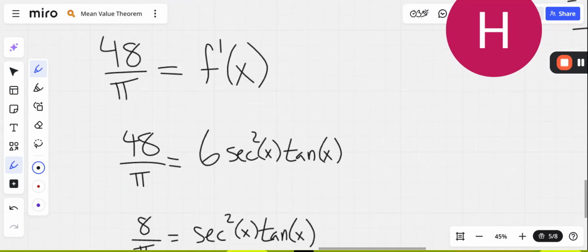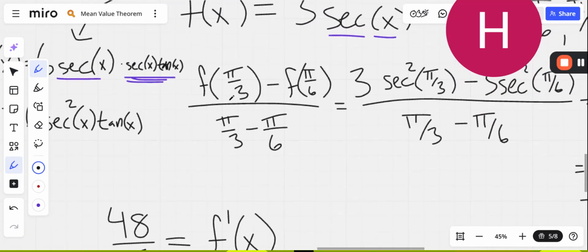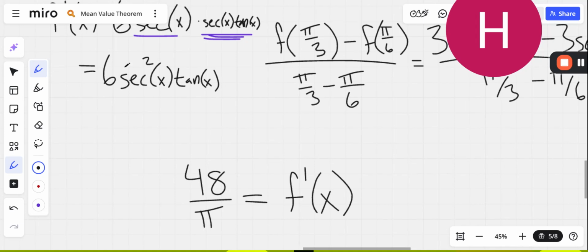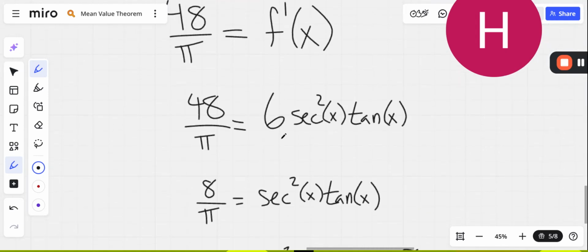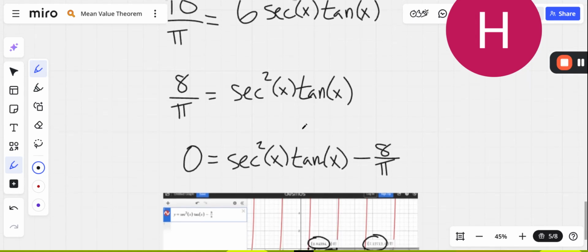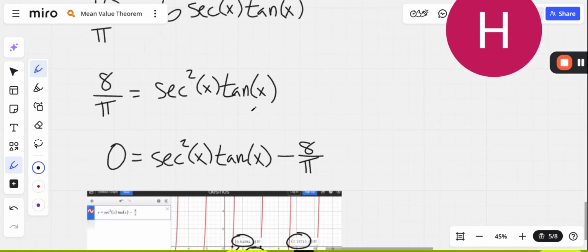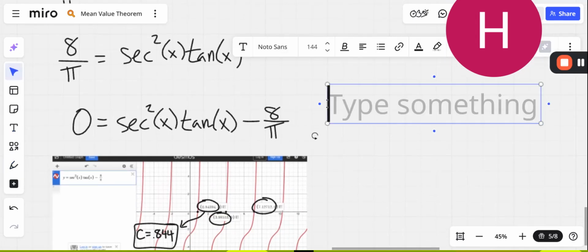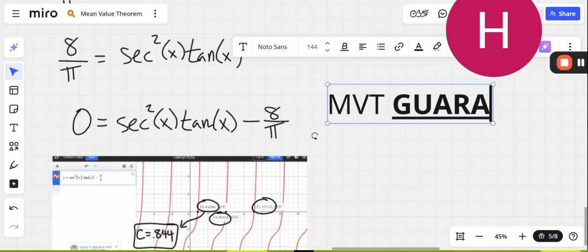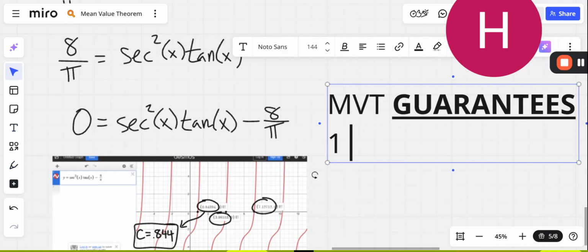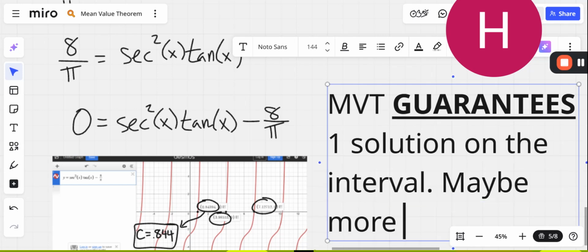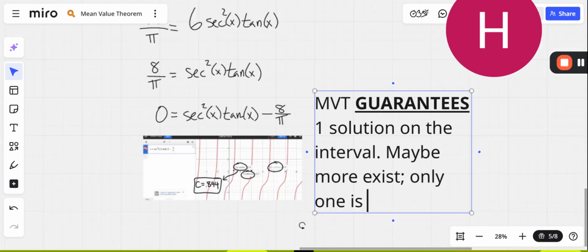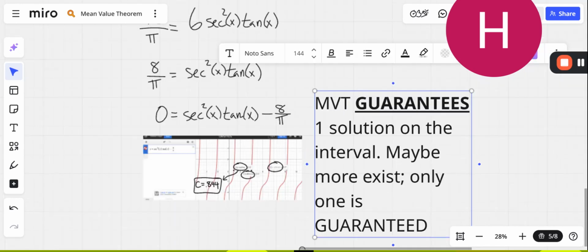Okay, so we mostly did just a basic application of the average rate of change. Then we took a derivative, which is like an early calculus step. The beauty of this theorem is that we get to set those equal to each other, and whenever we have an equation like this, we can solve it. The mean value theorem guarantees one solution on the interval. Maybe more exist, only one is guaranteed.